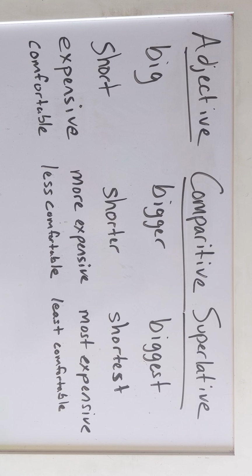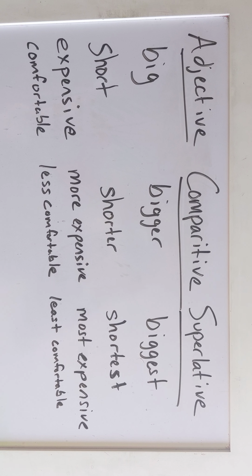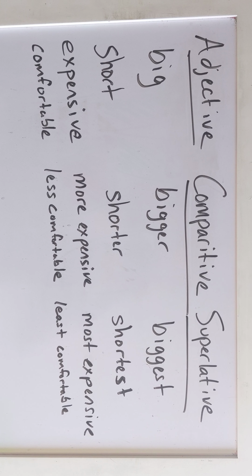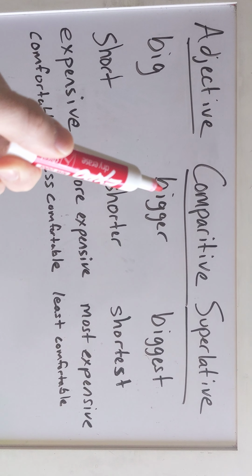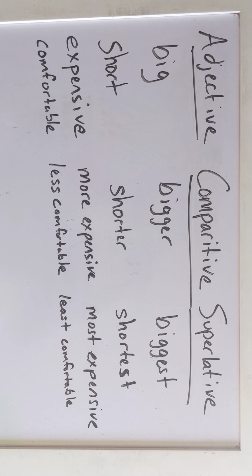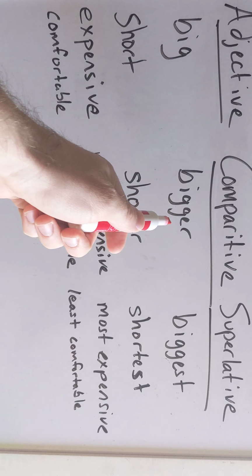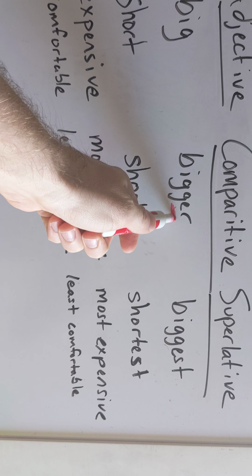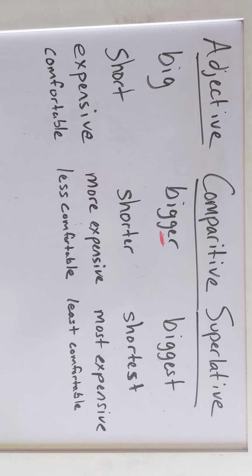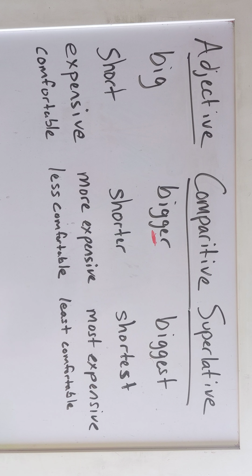Now, when we have two things and we want to talk about how they compare, we use the comparative. And the normal use of the comparative in English uses ER. The chair is big. That chair is bigger. I have two cups, a green cup and a blue cup. And the blue cup is big, but the green cup is bigger.